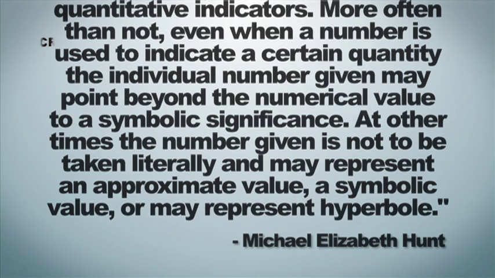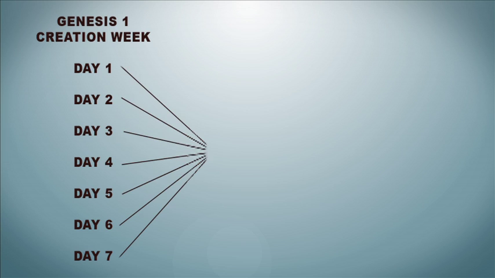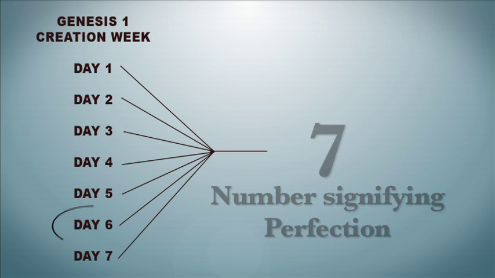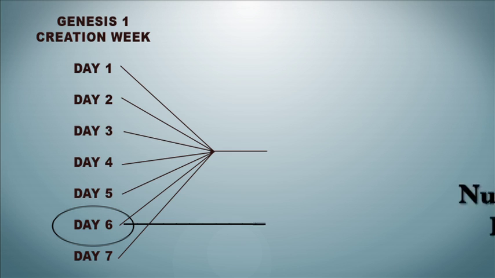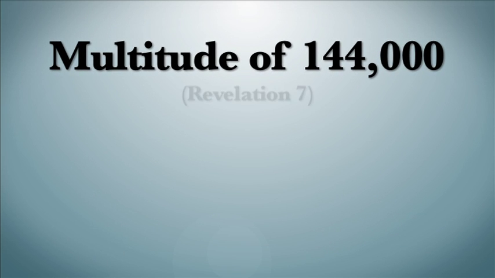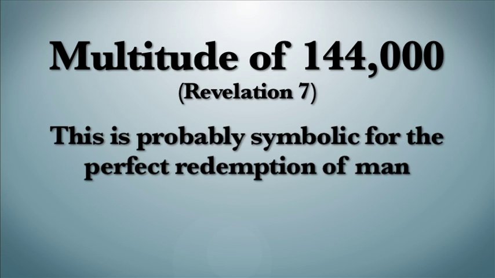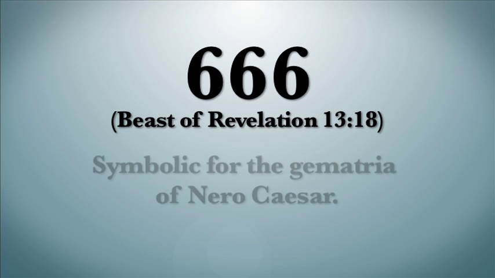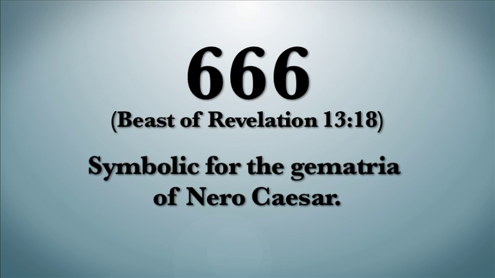He lists examples like the creation week. It could just be divided symbolically into 7 days, because 7 is a number of perfection. Man and beast are listed on day 6, because 6 is a number for beast and man. Another that ancient and modern scholars have pointed to is the 144,000 listed in Revelation 7. This is probably symbolic for the perfect redemption of man, not an actual future gathering. The number 666 for the beast in Revelation is symbolic as that is the gematria of Nero Caesar.